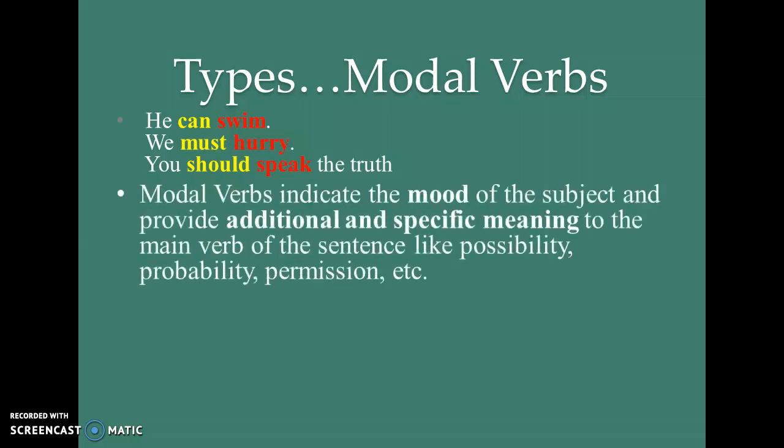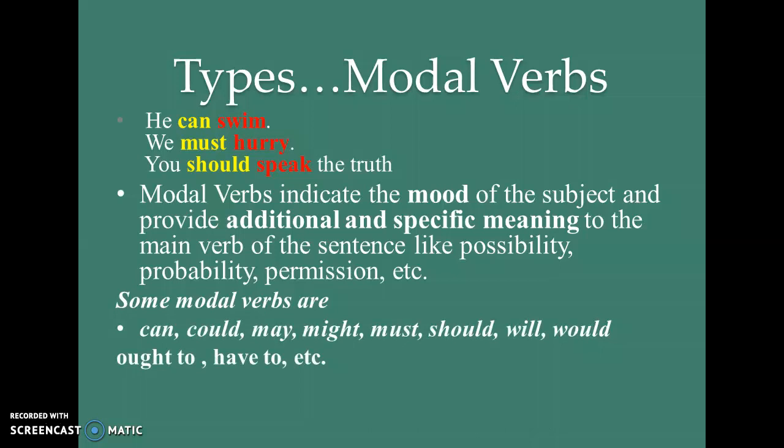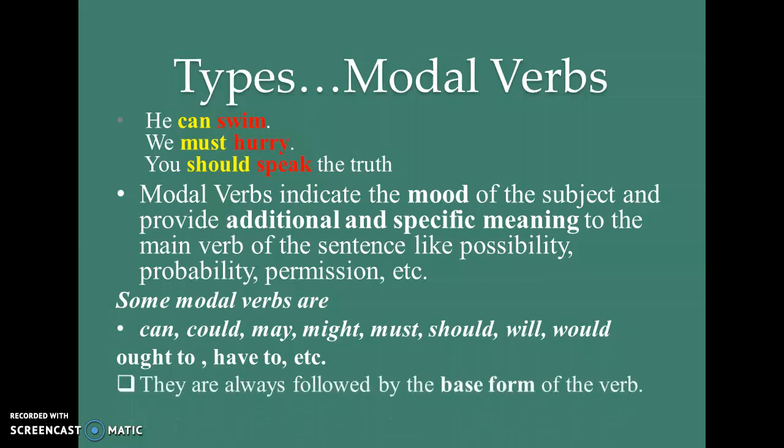Now, let's see what modal verbs are. Modal verbs are such helping verbs which indicate the mood of the subject and provide additional and specific meaning to the main verb of the sentence, like possibility, probability, permission, etc. So, some modal verbs are can, could, may, might, must, should, will, would, ought to, have to, etc.